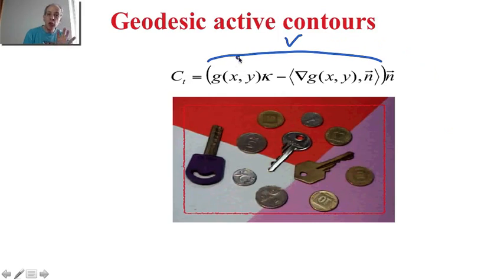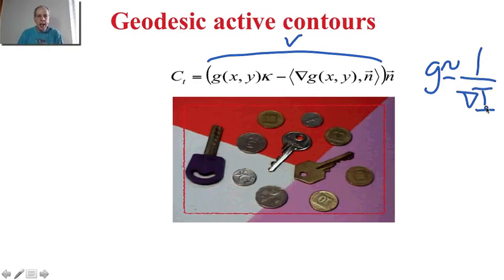I make it stop at high gradients. So if G is proportional to 1 over the gradient of the image, then let's say that I have a very strong boundary. The gradient is very high. Let's assume it's infinity, and then G is 0. So the curvature is trying to collapse, but it gets multiplied by 0 and then stops. It says, hey, I cannot move anymore. I need to stop. There is no more velocity. And that's why you have this term here.